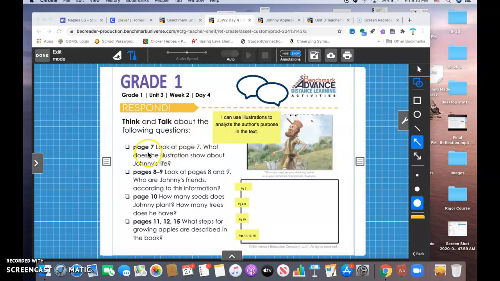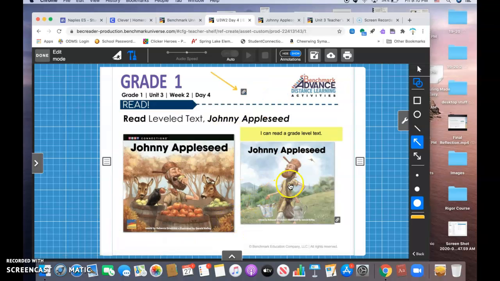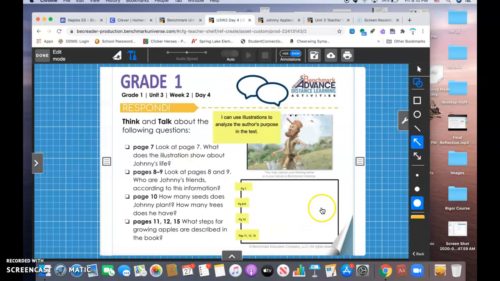The first question here tells us to look at page 7 in the text, and he wants to know this. What does the illustration show about Johnny's life? Well, I happen to have my book here open. I hope you do too, but if you forgot and you closed it, no worries. Just change the page, go back one page, and click on the book Johnny Appleseed again, and you'll open it right up in a separate tab.